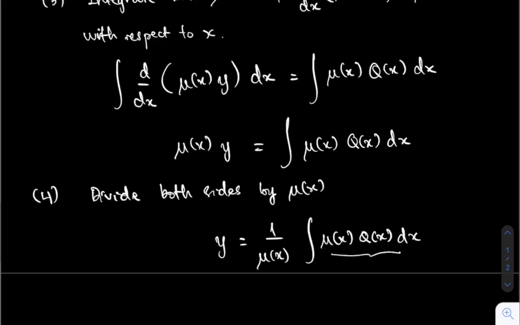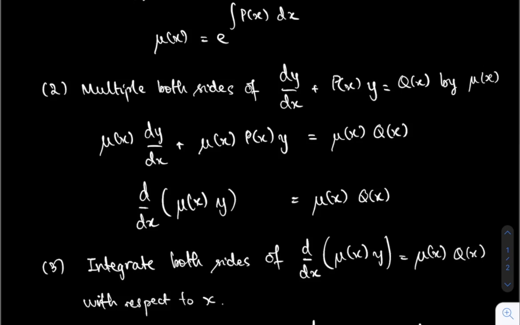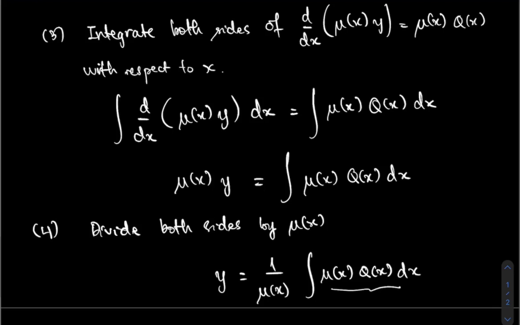Let's recap the procedure one more time. First, you need to identify and solve for the integrating factor mu of x. Next, you multiply both sides of the differential equation by the integrating factor. And remember, the left-hand side is always derived from the product rule. That is, you have d/dx of mu of x times y equals mu of x times q of x. The third step is to integrate both sides of that equation with respect to x. Using the fundamental theorem of calculus part 1, you can obtain the left-hand side as mu of x times y.